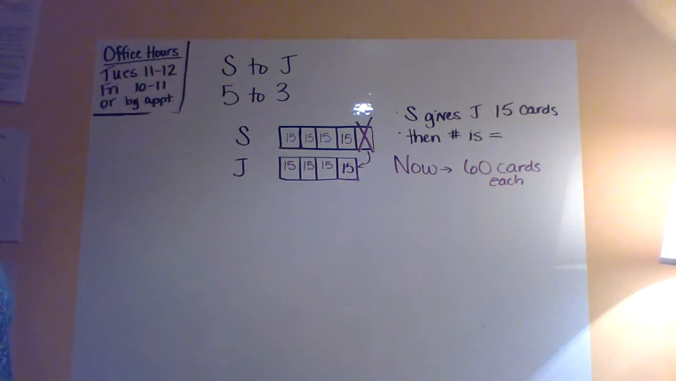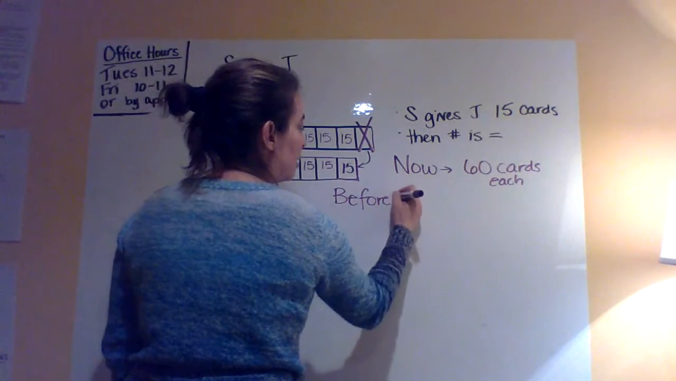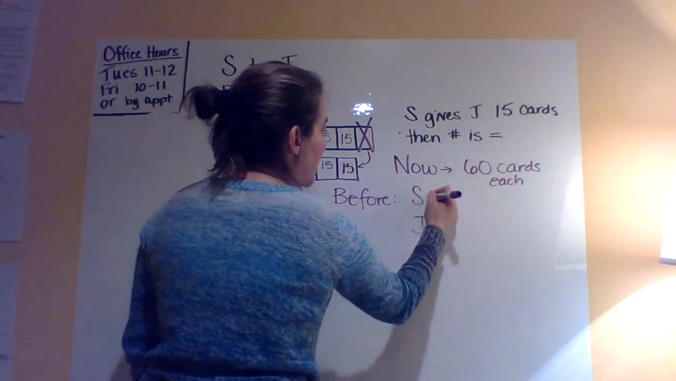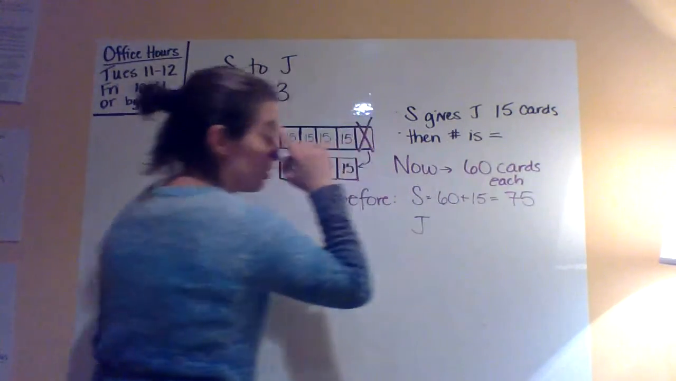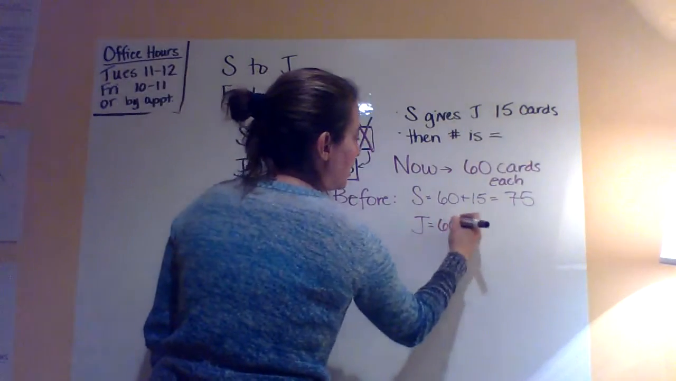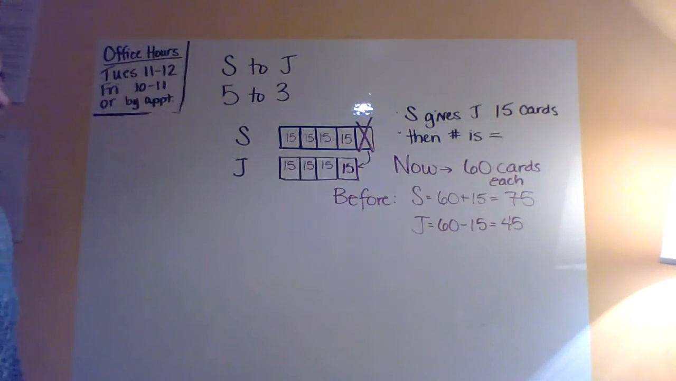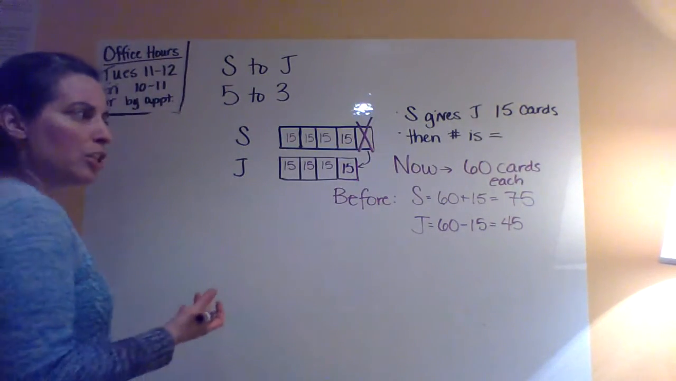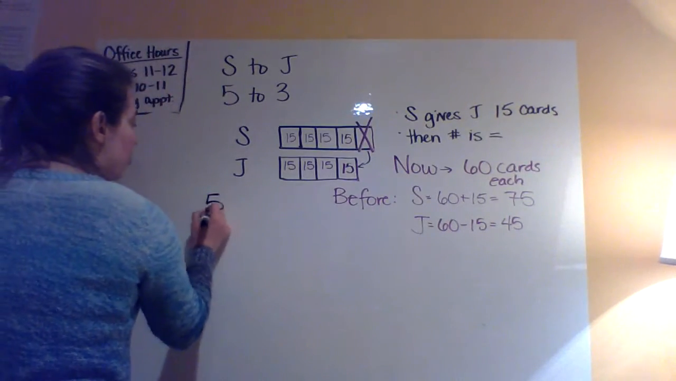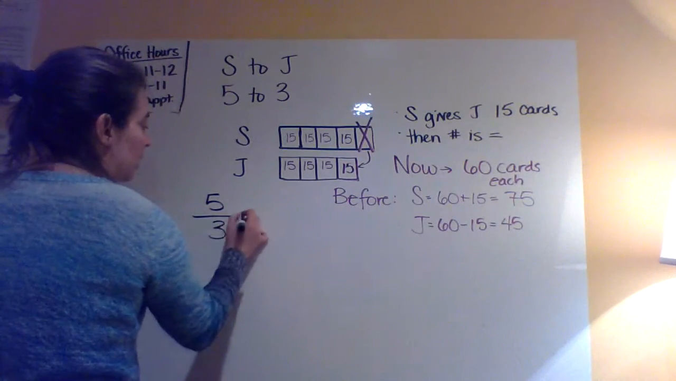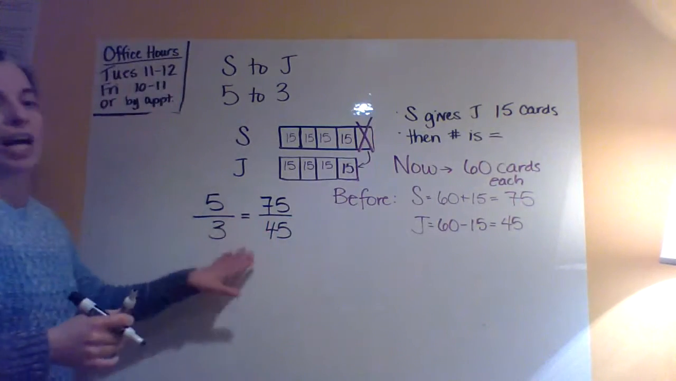Let's check it by thinking about what they had before. Before, Shantae had 60 plus the extra 15, so she had 75. Jessica had 60 minus that 15 that she hadn't been given yet, so she had 45. So what I want to do to check this is to check, is 5 to 3 equal to 75 over 45? Or 75 to 45, right?